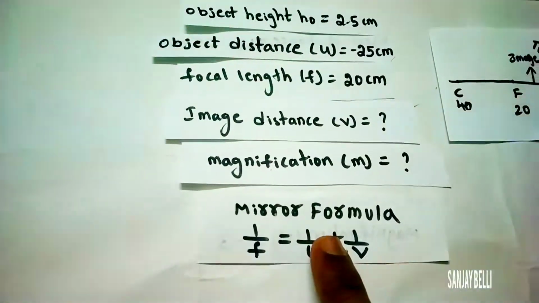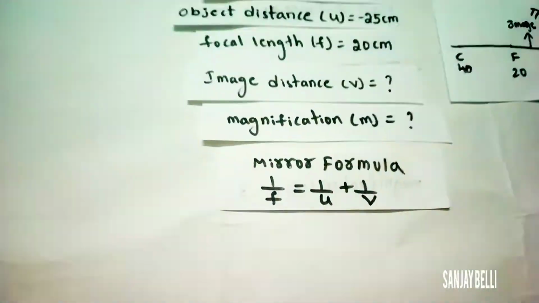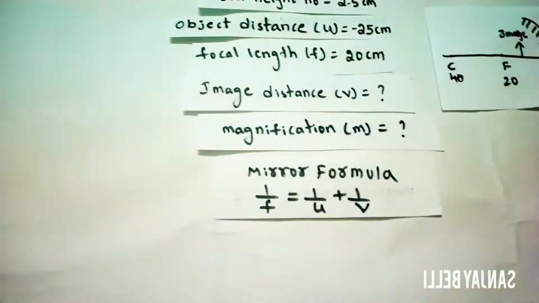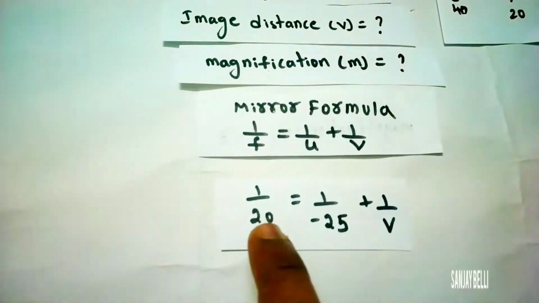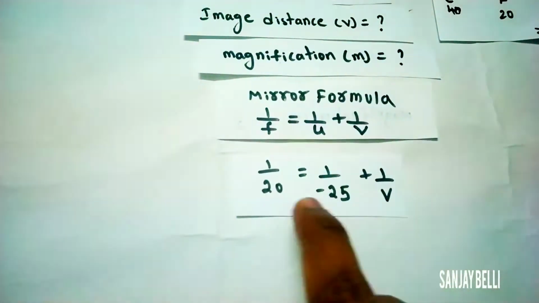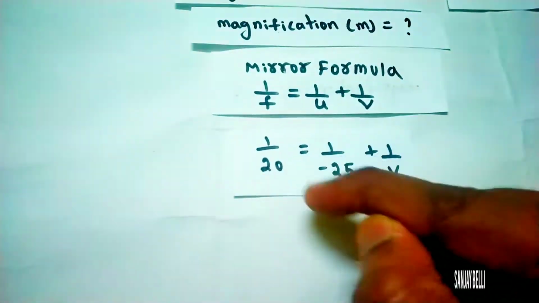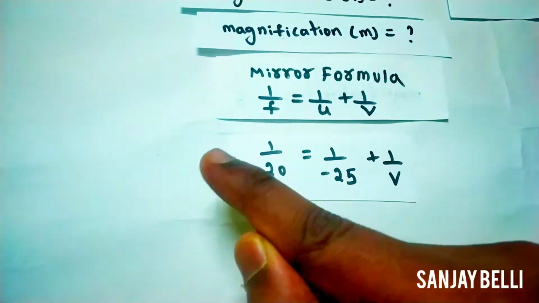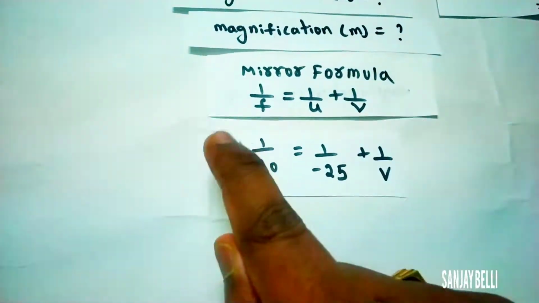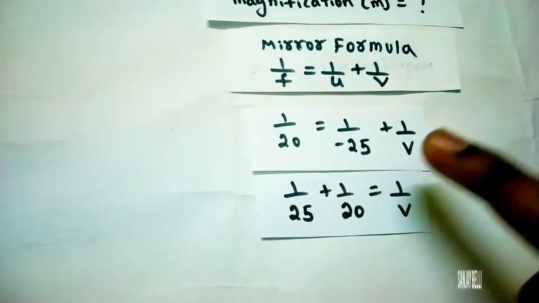1 by F equals 1 by U plus 1 by V, where F is 20 and U is minus 25. Substitute here: 1 by 20 equals 1 by minus 25 plus 1 by V, because here the U value is minus 25. Now we have to shift this 1 by minus 25 towards the left side. It will become positive. That means 1 by 25 plus 1 by 20 is equal to 1 by V.